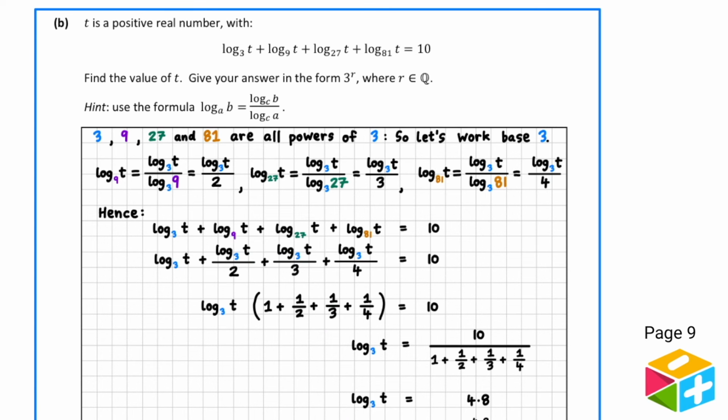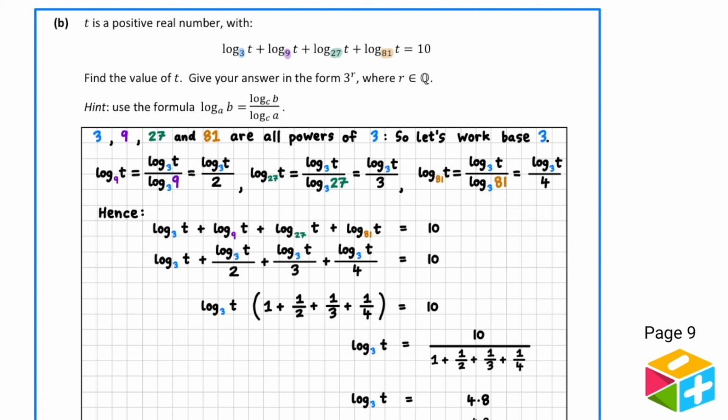In part B, we must solve an equation involving logs. There's an interesting pattern in the numbers in the bases. We have 3, 9, 27, and 81. These are all powers of 3. 9 is 3 squared, 27 is 3 cubed, and 81 is 3 to the power of 4.